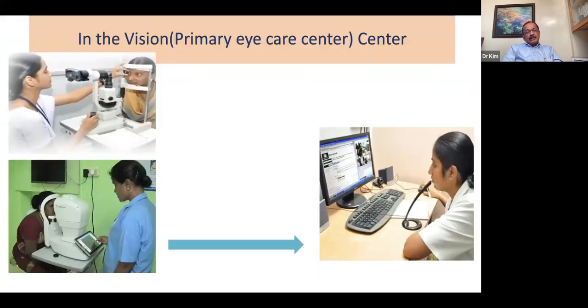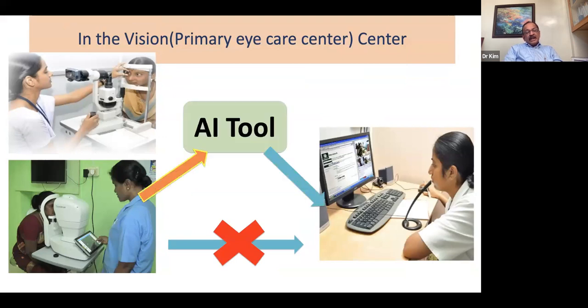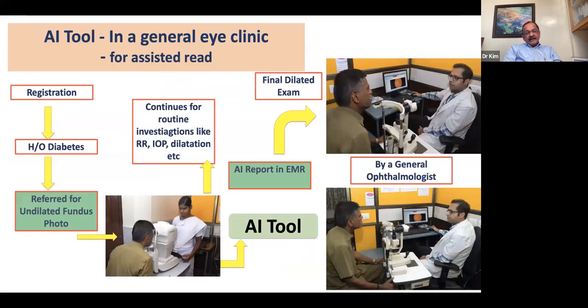We also, in the primary care centers, in our own vision centers, we have a lot of vision centers which are now deployed with this AI tool. Earlier, conventionally, the images taken are seen by the ophthalmologist in the base hospital. Today, it's an assisted read. The AI does the grading before it even reaches the ophthalmologist, and the ophthalmologist is able to compare with his own findings.